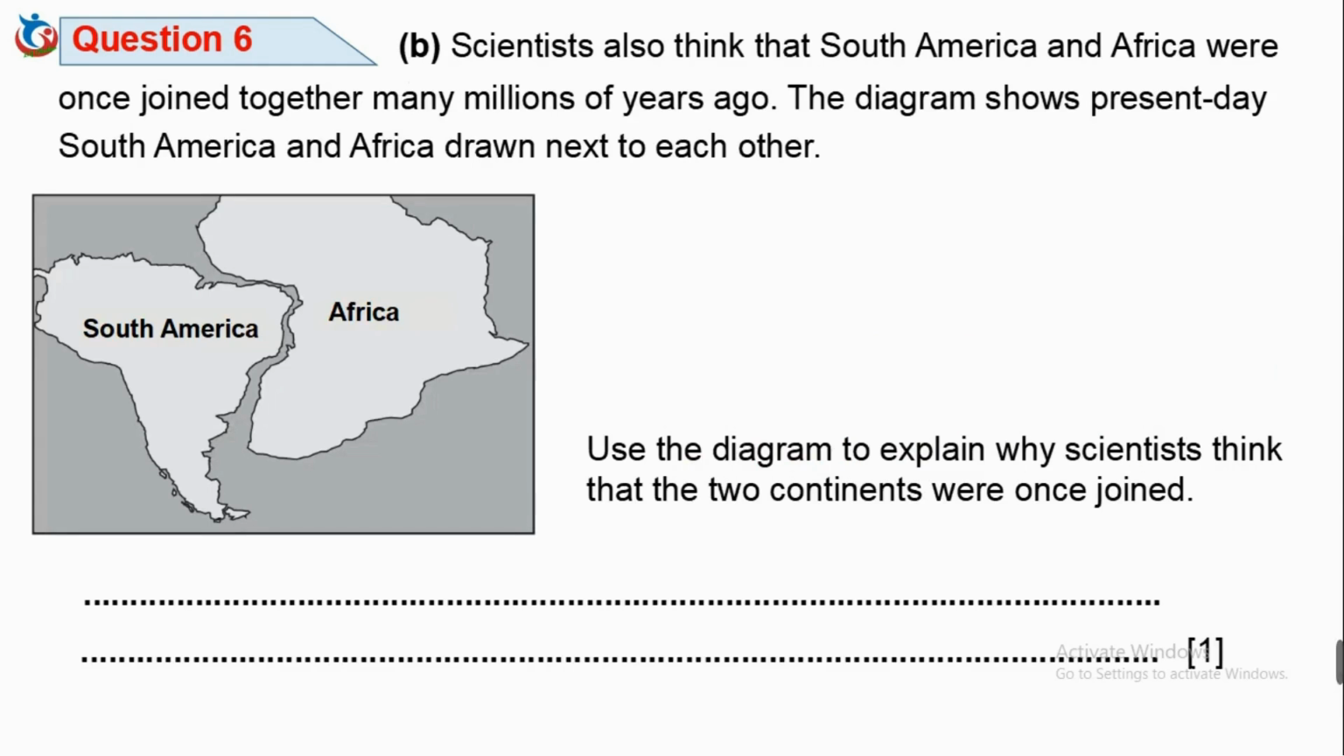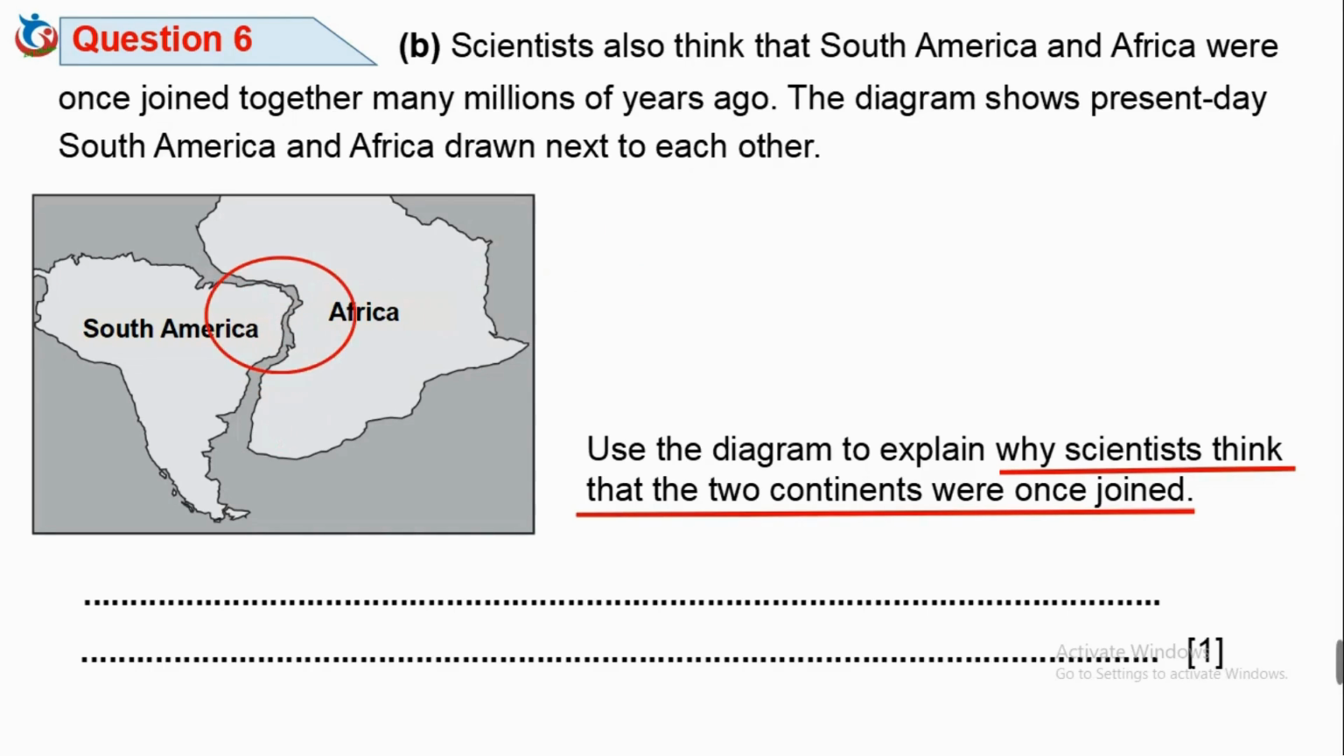Question 6b. Scientists also think that South America and Africa were once joined together many millions of years ago. The diagram shows present-day South America and Africa drawn next to each other. Use the diagram to explain why scientists think that the two continents were once joined. The emphasis here is why scientists think that the two continents were once joined. So take a good look at the picture.